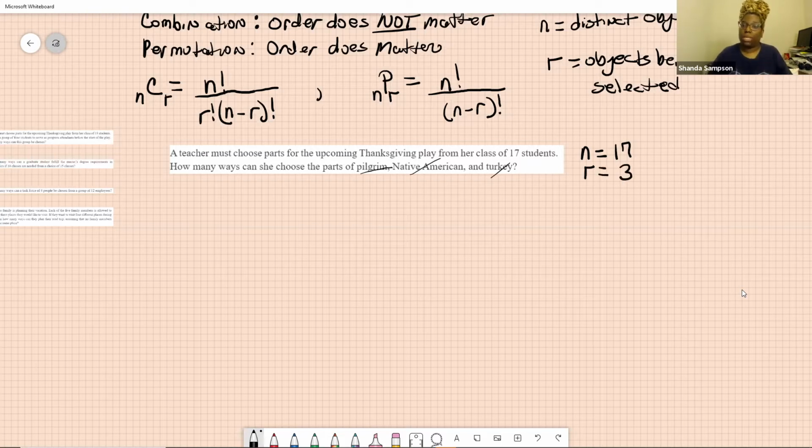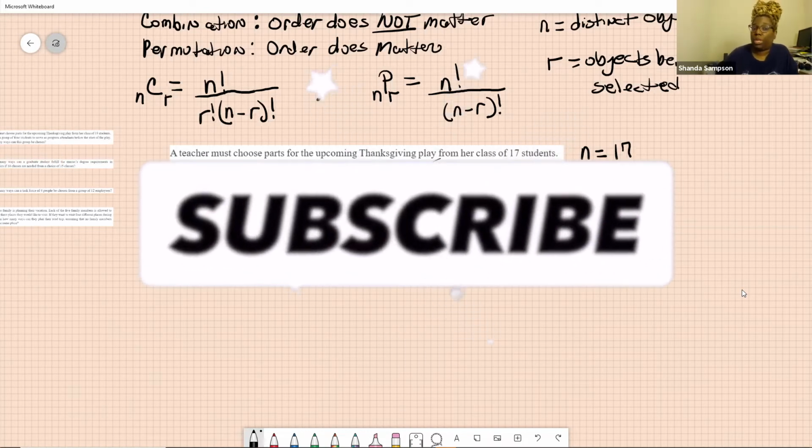So the question becomes, does order matter or does order not matter? Then that'll tell us whether we're doing a combination or a permutation, and it'll tell us which formula to use. Well, in this case, of course, order matters. Why does order matter? If she chooses a kid to be a Pilgrim, then they can't be a Native American or a Turkey. Since order matters, it's going to be a permutation.